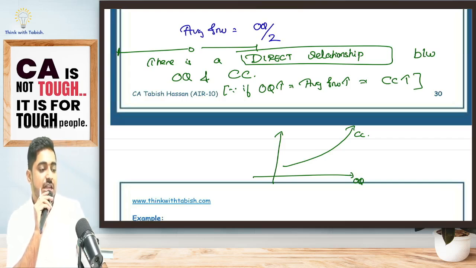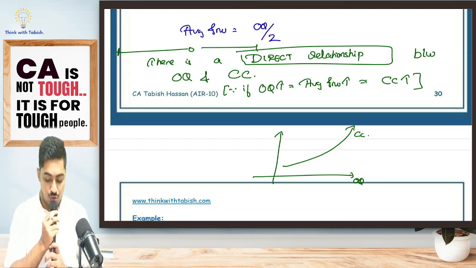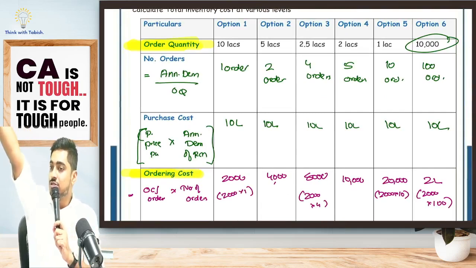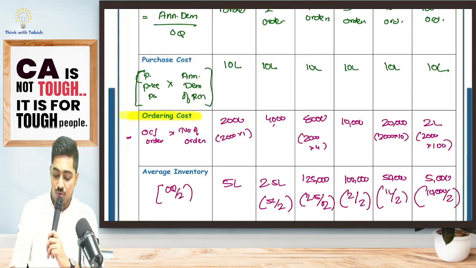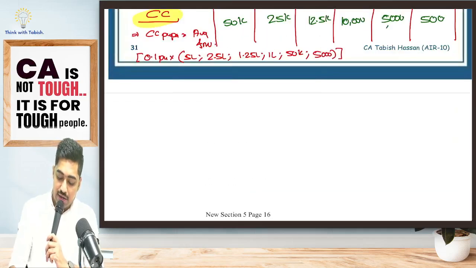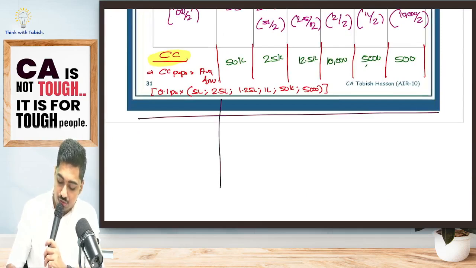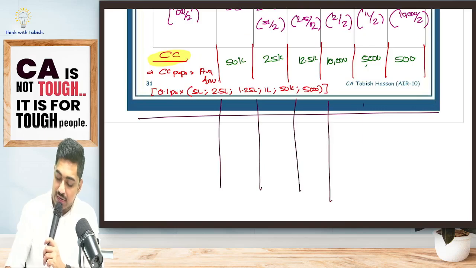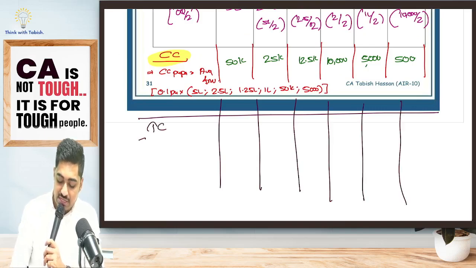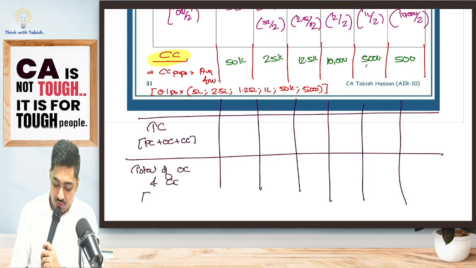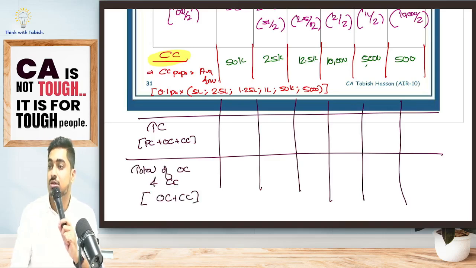Now tell me one very simple thing, students. I want you to do two things for me. We have calculated purchase cost, ordering cost, and carrying cost also. I want you to add the three and tell me the total cost. Do it by yourselves. Two things I want you to do. Firstly, calculate the total cost, that is purchase cost plus ordering cost plus carrying cost. Secondly, calculate the total of ordering cost and carrying cost, that is only ordering cost plus carrying cost.